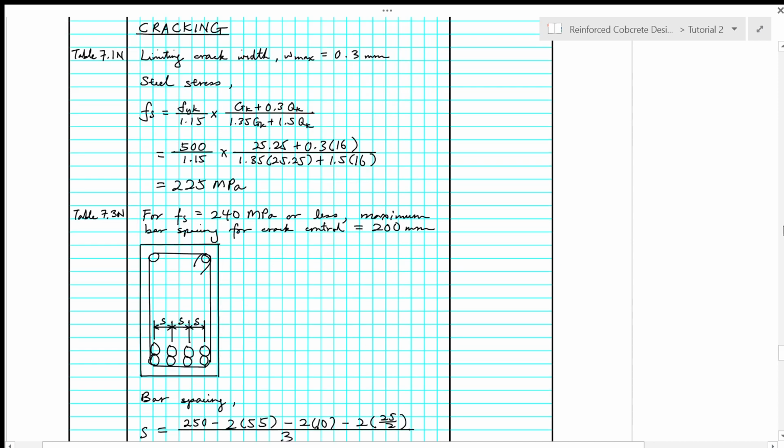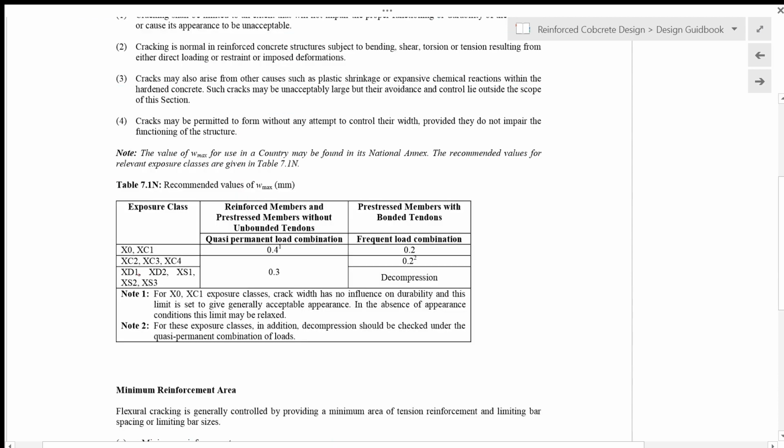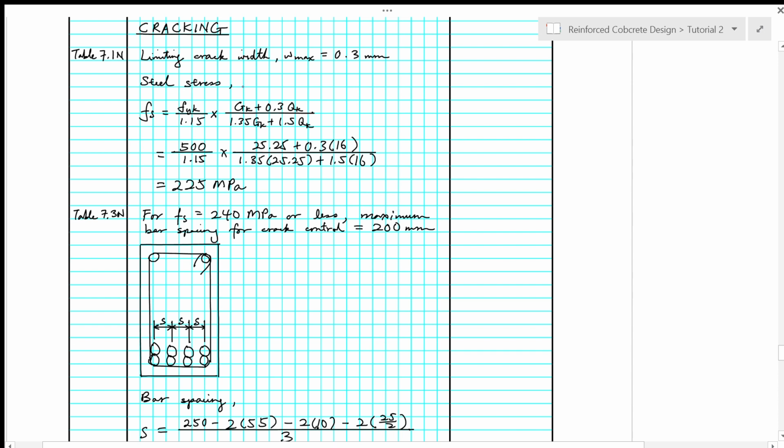Next, we need to check for cracking. So from table 7.1N with exposure class XS3, and for reinforced concrete members, we have maximum crack width Wmax of 0.3 mm. And then for steel stress, we are using the quasi-permanent load of GK plus 0.3 QK. So that gives us the steel stress at serviceability limit state as 225 megapascal.